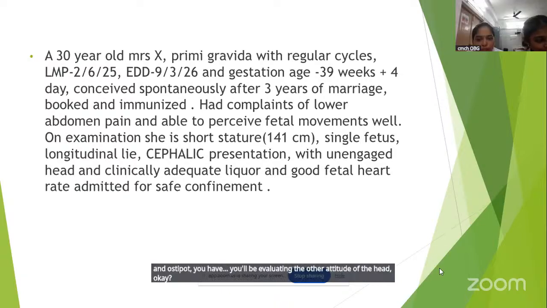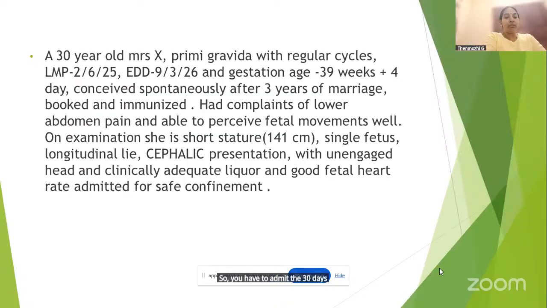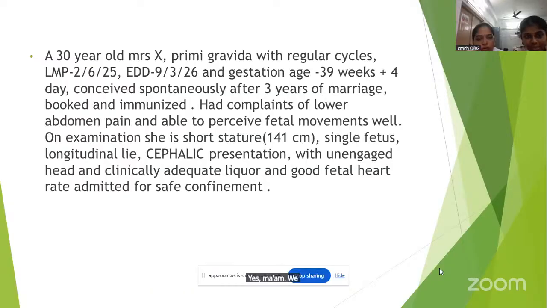So you have to admit at 38 weeks, and as you said, you have evaluated the pelvis and it was a mild CPD. What is your plan of action? We have to counsel the patient about the trial of labor, ma'am.